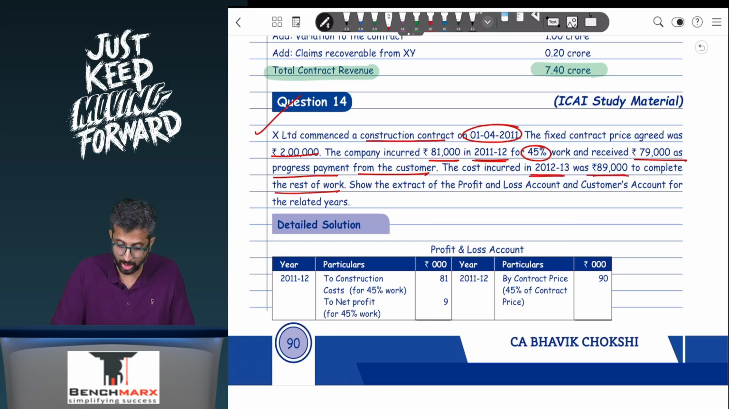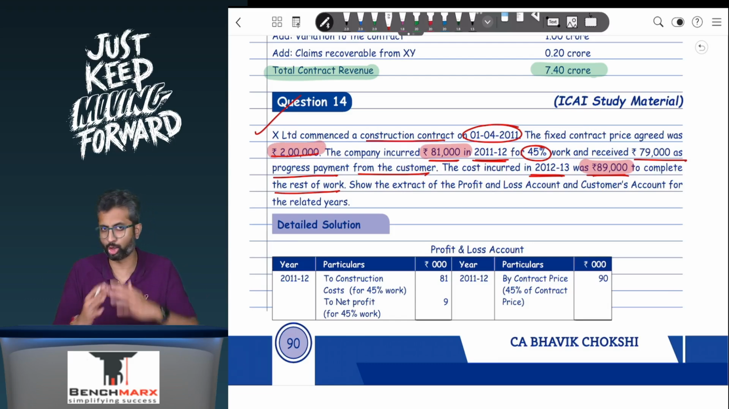Achha, in the first year we incurred how much cost? Sir, we incurred 81. You might have received 79, but we incurred 81. In the second year you incurred how much? Sir, 89. So you incurred a total cost of 81 plus 89, that comes to 1 lakh 70 for earning a 2 lakh revenue. Again, this is a profitable contract. Show the extract of the profit and loss. Achha, you have to show the extract of the profit and loss, not just a statement.